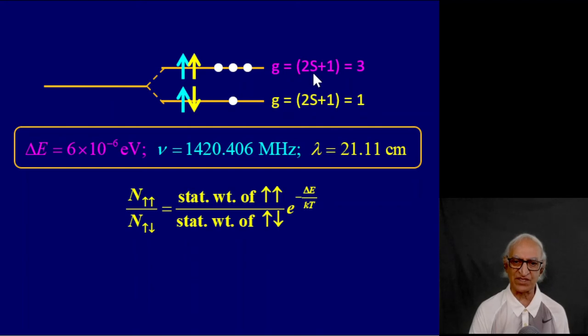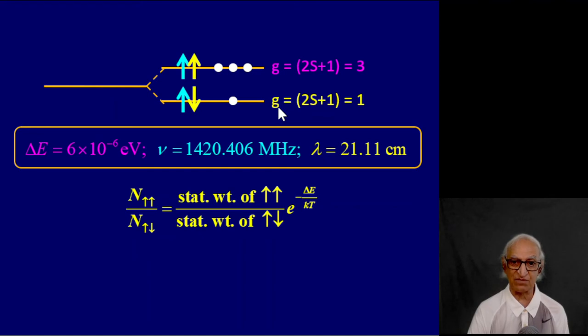So if there are two spins, one half and one half, parallel to each other, then the total spin s is 1. So 2s plus 1 is 3. So the statistical weight of the upper level is 3, and the statistical weight of the lower level is 1, because if the two spins are anti-parallel, the net spin is 0, s is 0, therefore G is equal to 1.